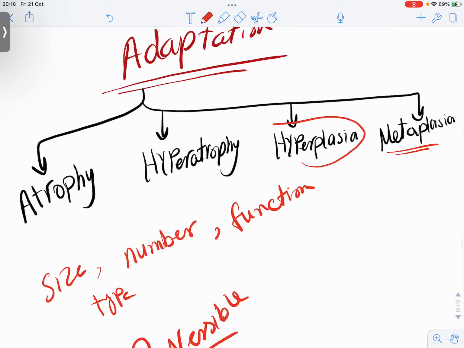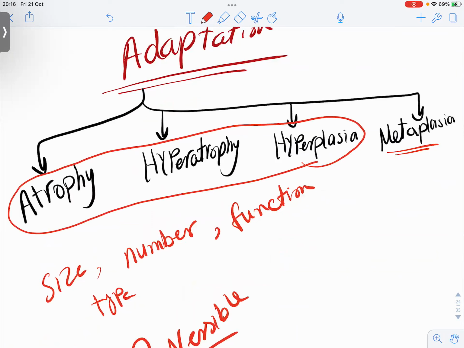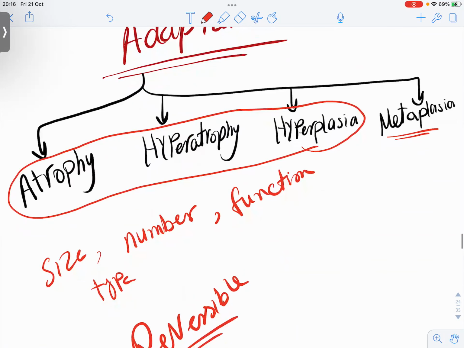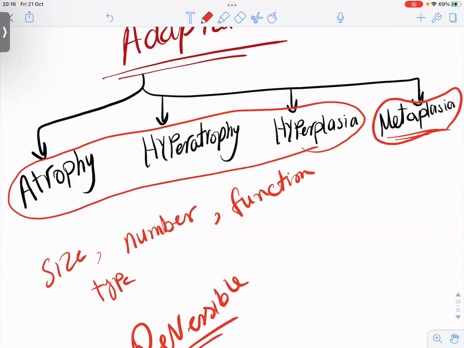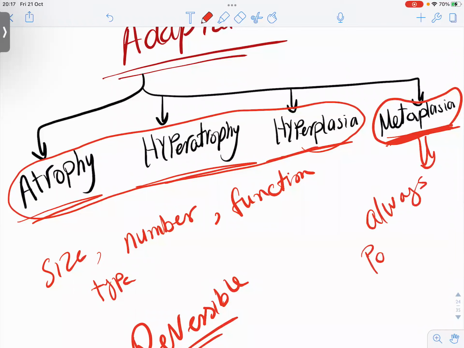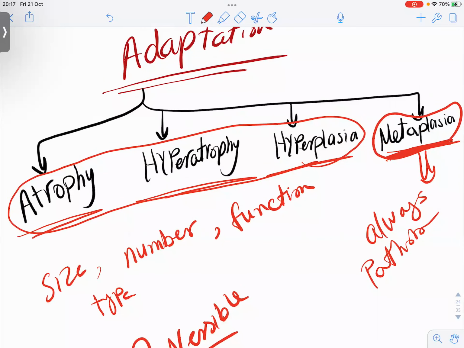The first 3 features can be physiological or pathological, but metaplasia can never be physiological. It's always disease. Remember, the first 3 topics we will talk about now can be physiological or pathological, but please don't tell me that metaplasia can be physiological or pathological. It can never be physiological. It's always pathological.